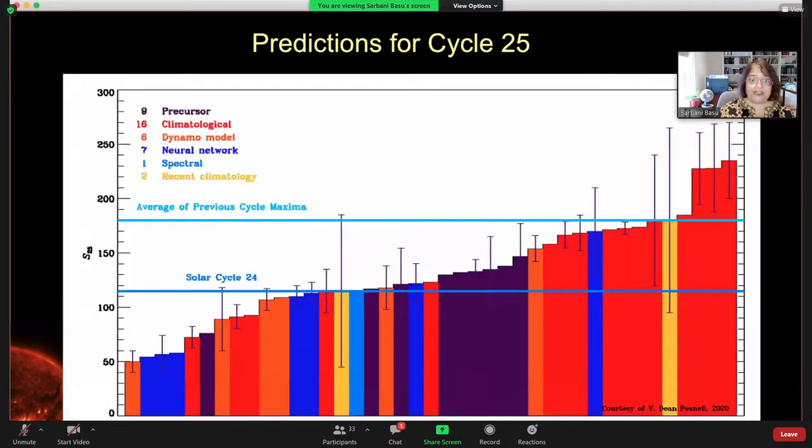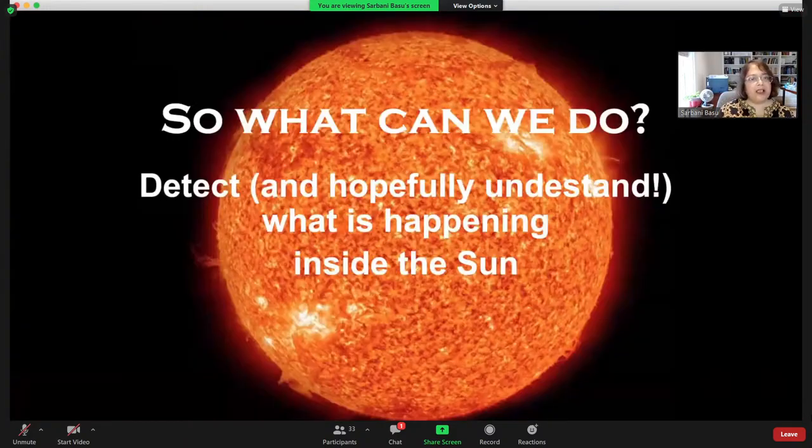Now, we do have predictions for cycle 25. This was for cycle 24. This is the average of all the previous maxima. So the question of which of these models is going to predict cycle 25 correctly, we won't know for another 3 or 4 years. But that's the problem. We are affected by the solar cycle, but we cannot predict it. So we cannot predict its events, which means we cannot take mitigation strategies. Okay. So what can we do?